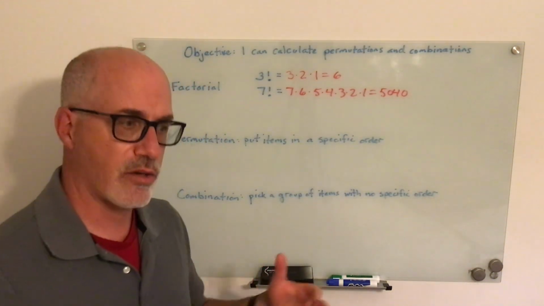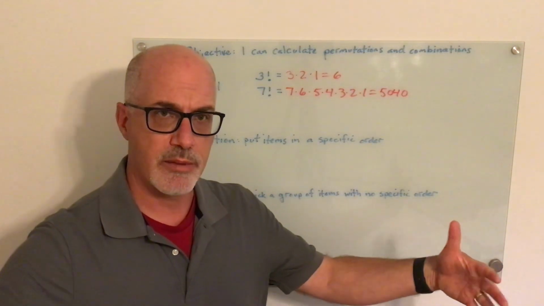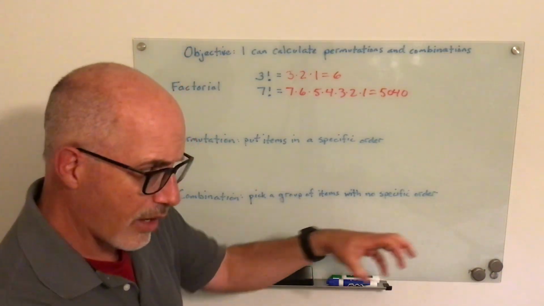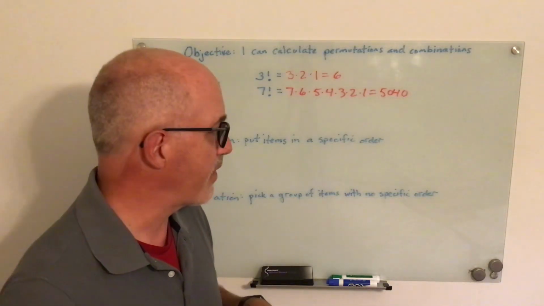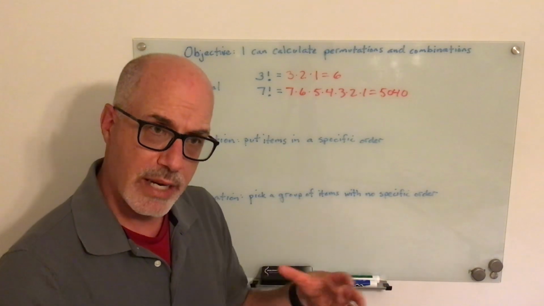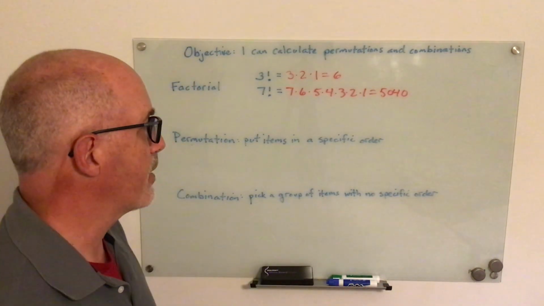Combinations, on the other hand, are when you take a group of items or people and you take those groups, pick out a smaller subset of that, and you don't have any specific order. So how many ways can you do that out of the group?